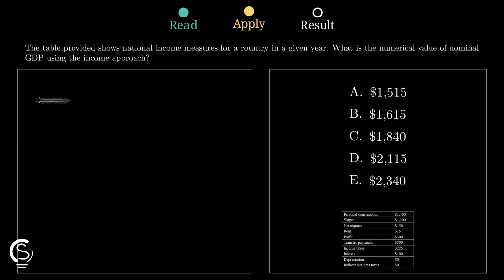Next, we must add the indirect business taxes of $165 to our total because these are part of the market price of goods and services produced annually.